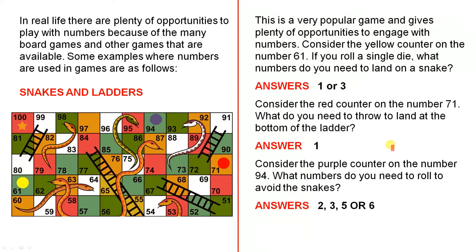Consider the purple counter on the number 94. That's this one here. There it is. What numbers do you need to roll to avoid the snakes? That is, to miss the snakes altogether. Well, if you roll a 2, a 3, a 5 or a 6, you will miss the snakes. In other words, if you roll a 6, you'll actually win the game.